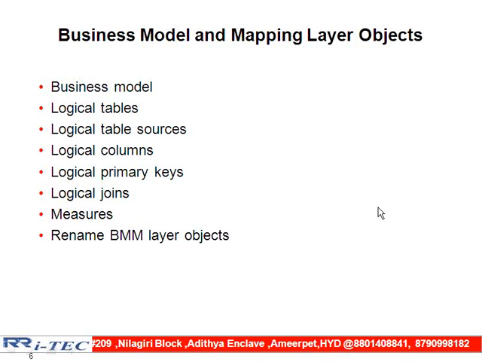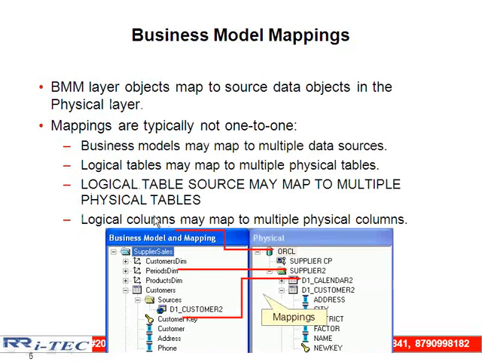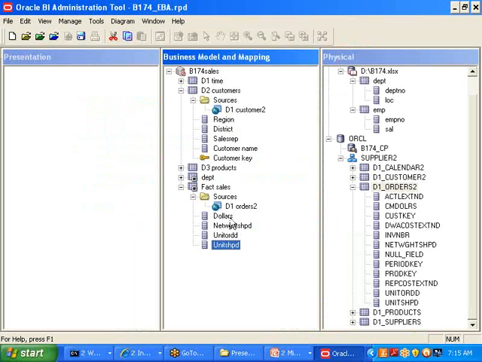Yeah, Satish. What is the difference between the second and third point in the above slide, right? Let me go over there. In the previous slide? Yeah, I got it. So this is what: logical table may map to multiple physical tables. Logical table source may map to multiple physical tables. What is the difference? If you go and see here, this is called a logical table. This is called a logical table source.